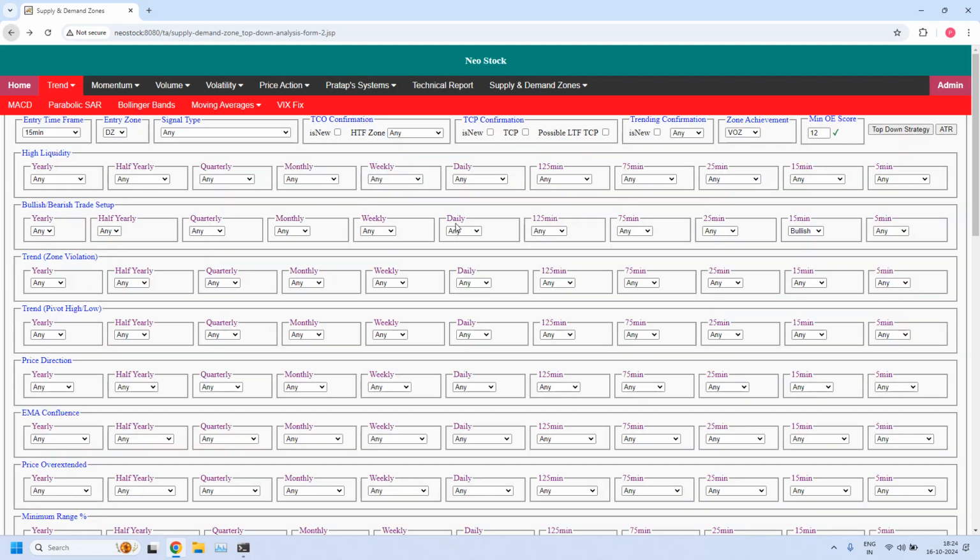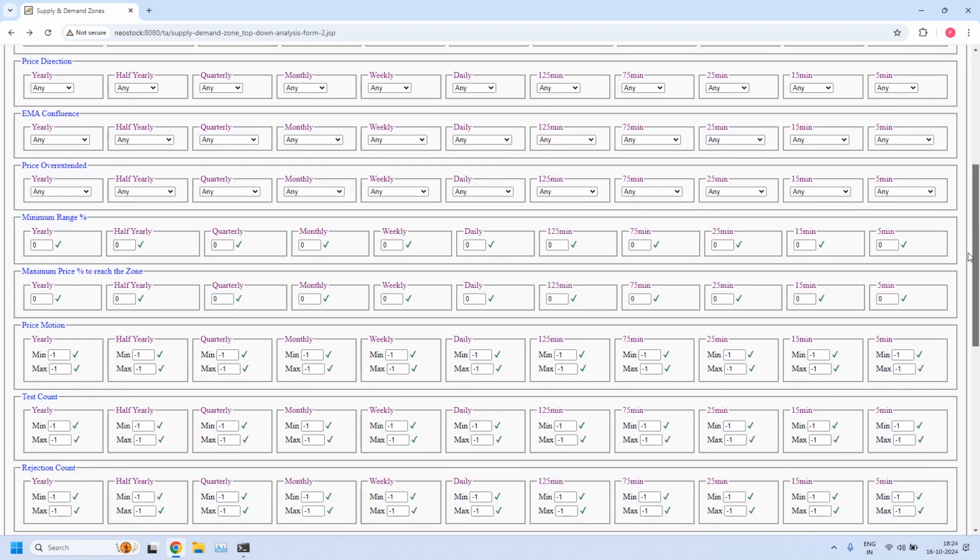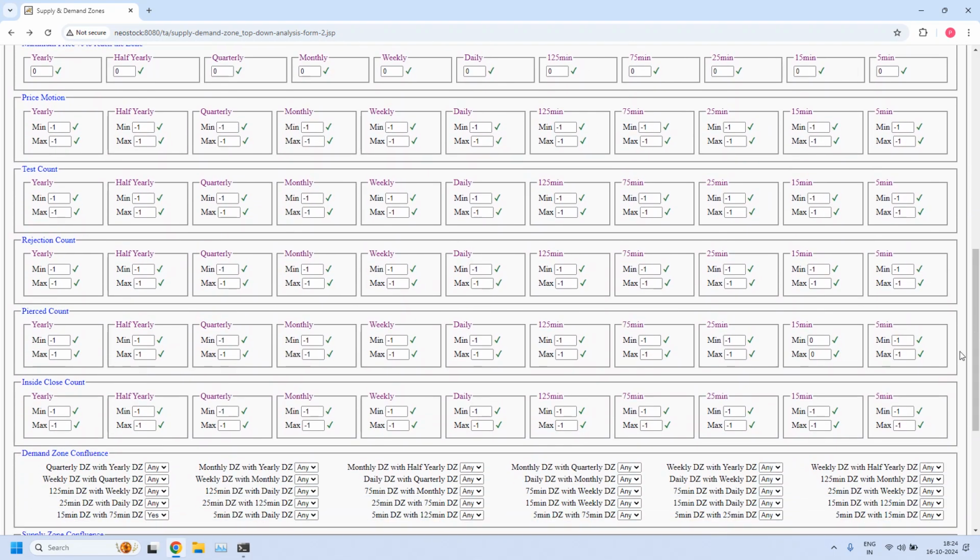Yeah, 5. In these 5, any HTF confluence, let's verify. LTF, ITF, HTF demand zone. That means they should be part of daily demand zones. 15 minutes and 75 minutes should be part of the daily demand zone. Already the filter 15 with 75 minutes demand zone is enabled. Next filter: 15 minutes demand zone confluence with daily demand zone confluence, and also 75 minutes demand zone confluence with daily demand zone. All the three filters enabled.